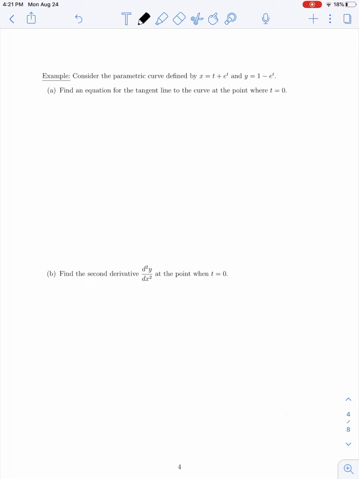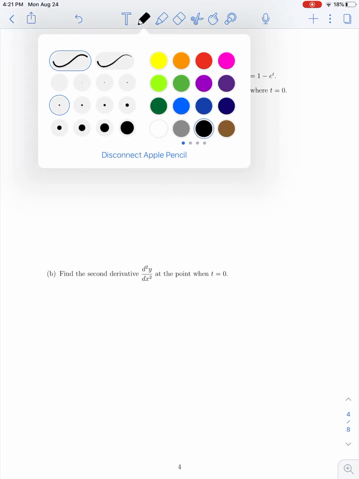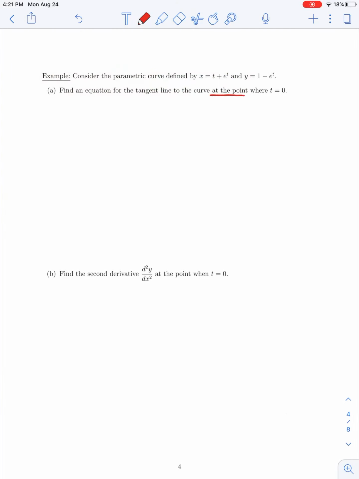In this next one, we are asked to consider the parametric curve defined by x, which is t plus e to the t, and y, which is 1 minus e to the t. And in part A, we're asked for an equation of the tangent line to the curve at the point where t is 0. To find the equation of a tangent line, or any line, there's two things that we need: the slope of the line, which for the tangent line is the derivative, and a point that the line passes through. We're told we're interested in the point where t is equal to 0. So let's start by finding the point on our curve.